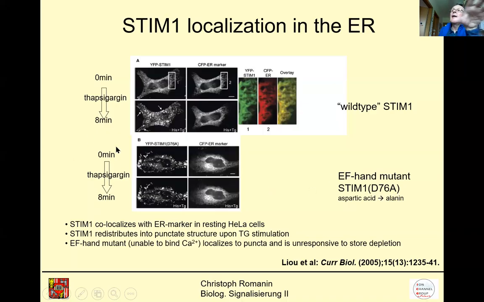So even at 0 minutes, when the stores are full, this mutant should already have a pattern that is more similar to that of wild-type STIM when the stores are depleted, because there is no calcium bound to the mutant. And although it doesn't look the same, you already see these clusters, these punctae formed. At least it looks different from the wild-type distribution of STIM.